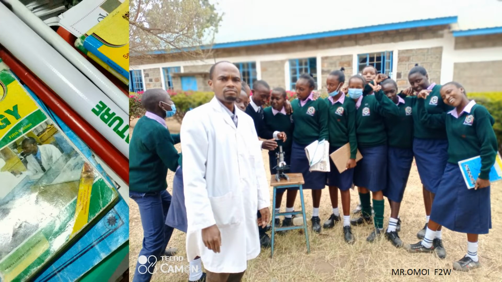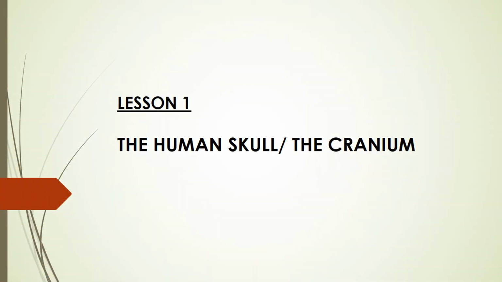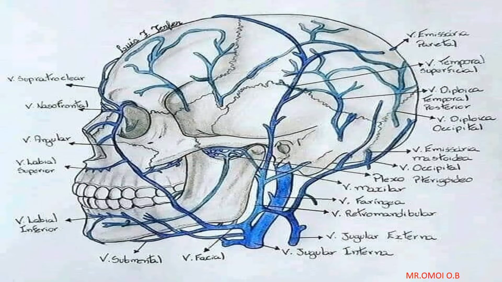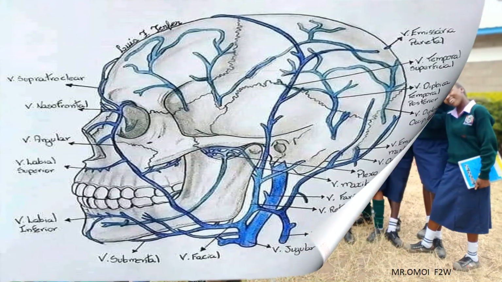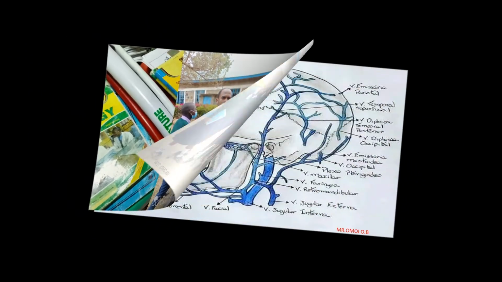Today we're going to have a biology class, and today we are going to learn about the human skull or the cranium. Now we're going to look at the bones that form the human skull or the human cranium, and these bones have got special names, and we need to know these bones each by name.